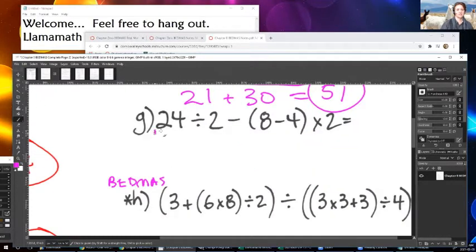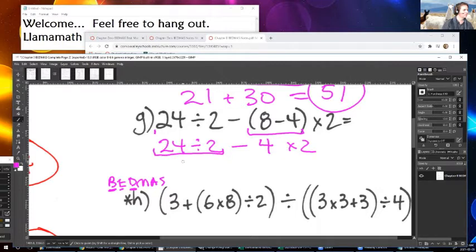But you'll understand it, so that's good. I was about to do the division, but I can't. I got to do the brackets first. So let's do the brackets. 24 divided by 2 minus, what's in the brackets? 8 minus 4 is 4 times 2. Now I'm going to do the exponents. There are none. Division. Okay, let's do the division.